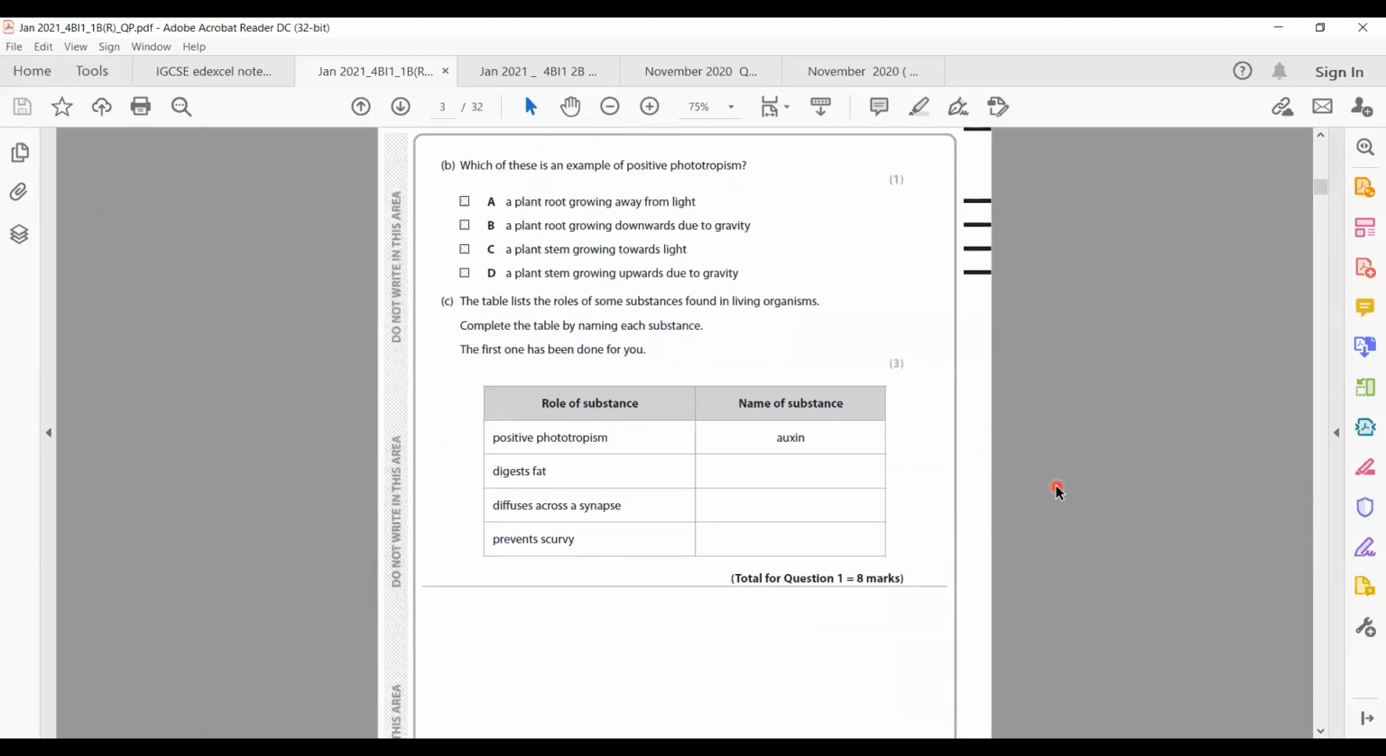Let's go to B. Which of these is an example of positive phototropism? C, a plant stem growing towards light. Very good. Dumas, number C.